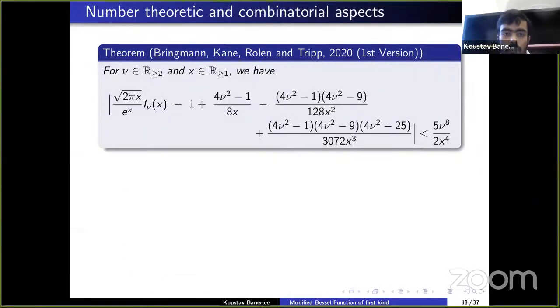Their first version of the result was that for nu a real number greater than or equal to 2, and for all x greater than or equal to 1, we have the bound on I_nu(x) divided by phi(x), which is the square root of 2 pi x divided by e to the x, minus the series truncated up to order 3, and the remainder they bound by 5 nu to the 8 over 2 x to the power 4, for all x greater than or equal to 1, which was what they needed for their purposes.